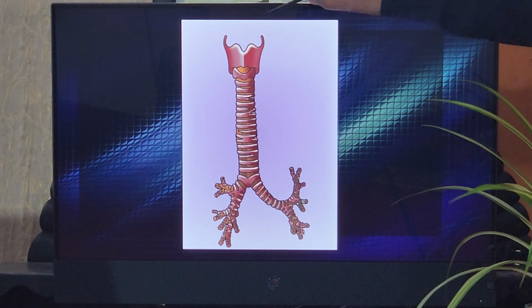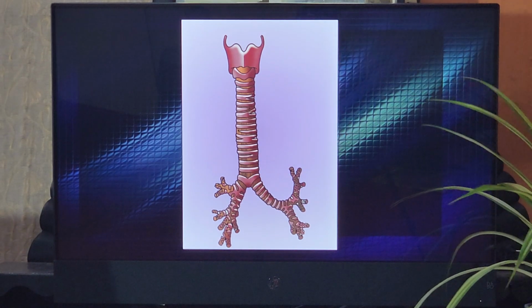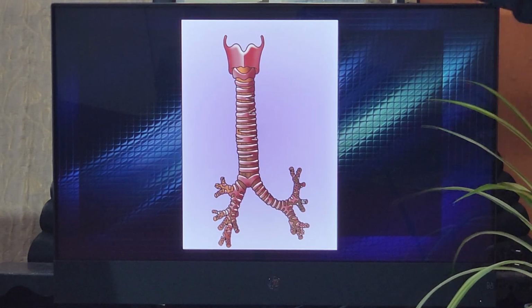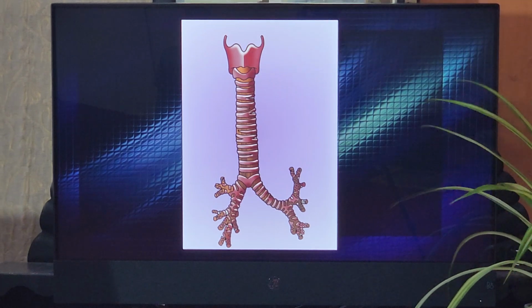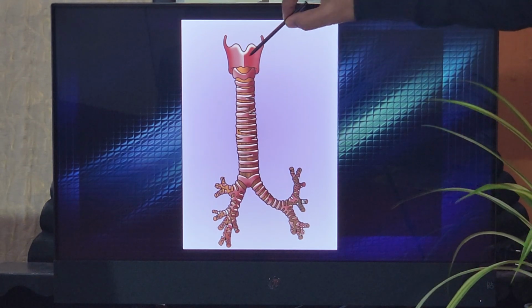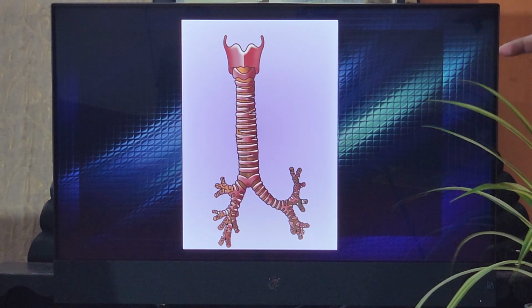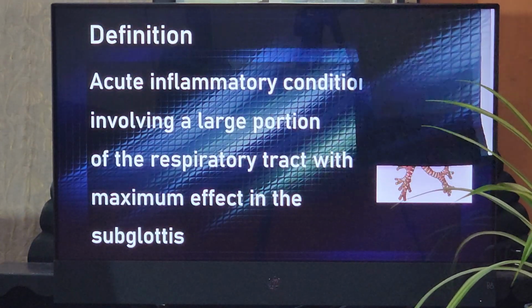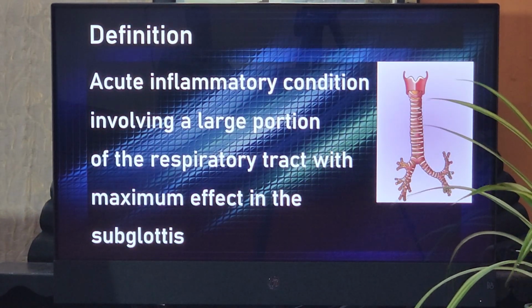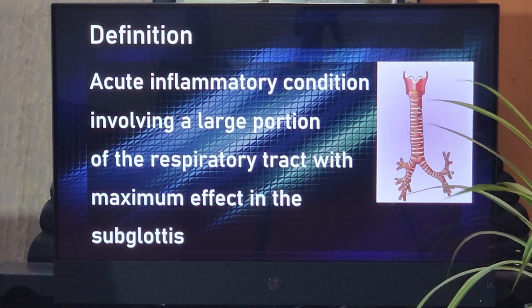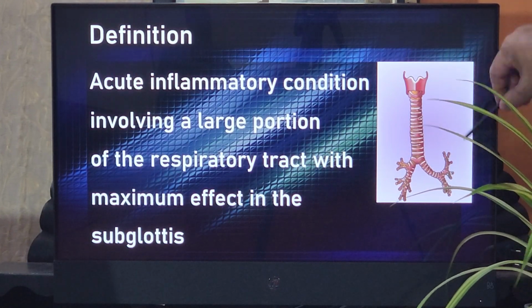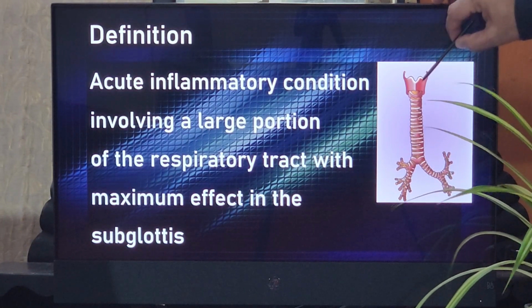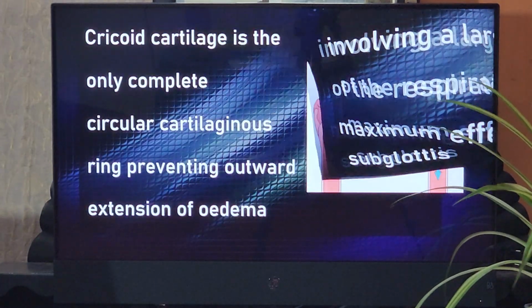So when there is any inflammation involving the whole system, the whole burden will be mainly in the subglottic area, because this area is not able to expand to let in more air. So the definition: acute laryngotracheal bronchitis is inflammation involving a large portion of the tracheal tract, with maximum effect on the subglottic area.